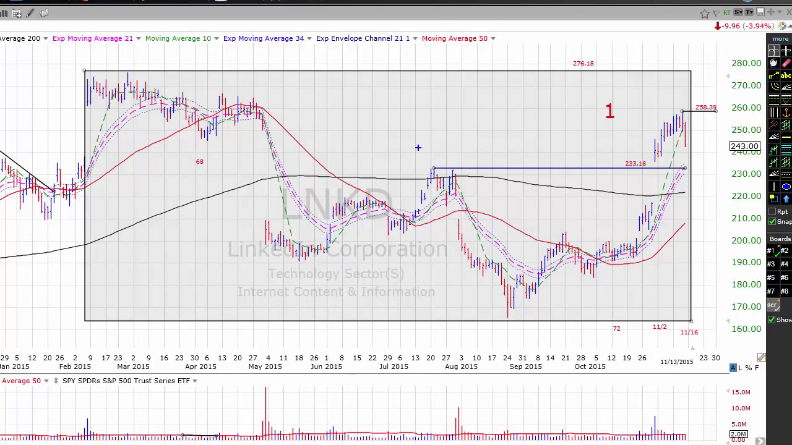Next, I want to take a look at LinkedIn. LinkedIn provides a social networking platform enabling members to share their personal information online via LinkedIn.com. LinkedIn's working on a long first stage base. This base is over 9 months old. It goes all the way back to February of this year.